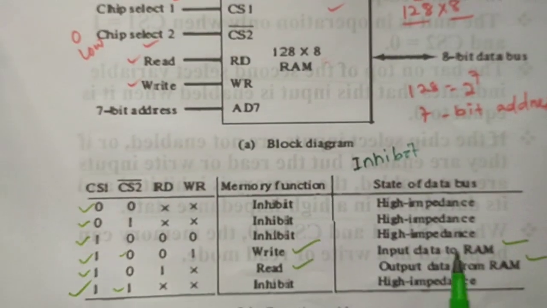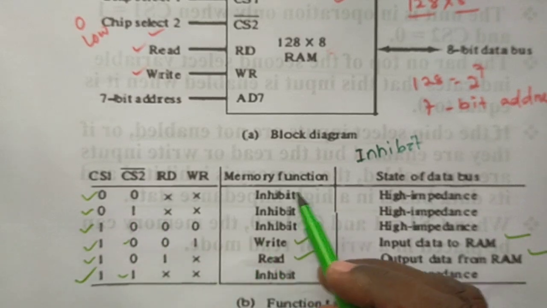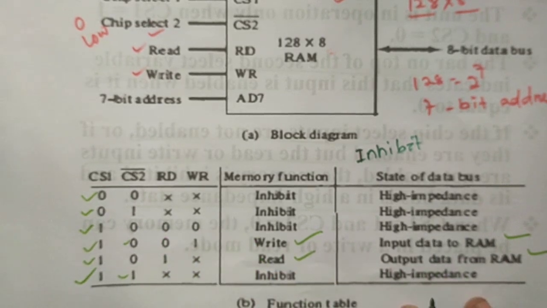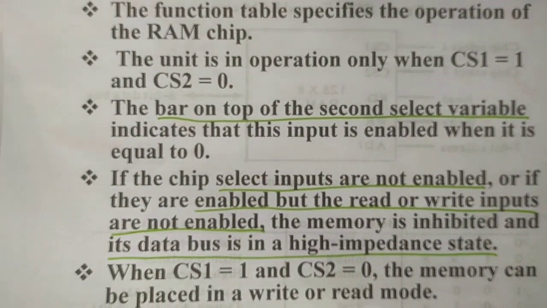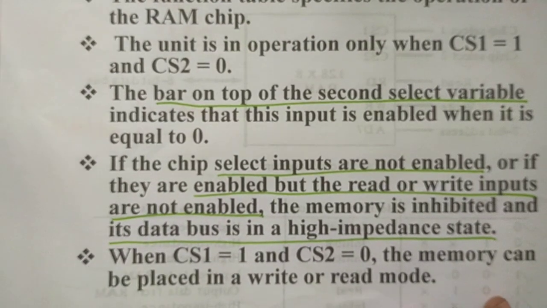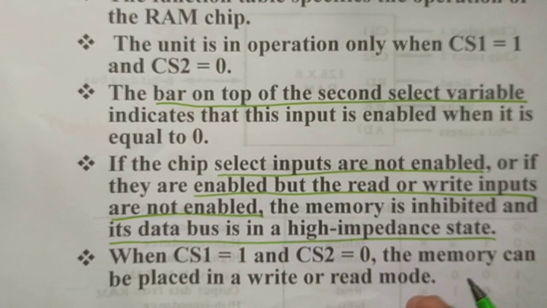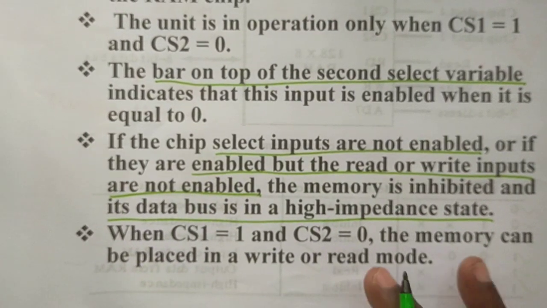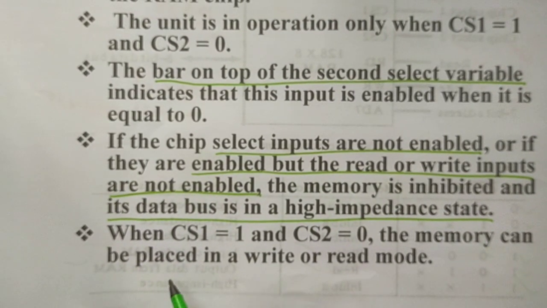In this situation, you see the high impedance. Both are not enabled. So then what happens? These are enabled, so it is operated, but others are not operated. You see, it is mentioned in a very simple way. So in which case will read write operation be enabled or not enabled? Like this, we have to see that when CS1 is 1 and CS2 is 0, the memory can be placed in a write or read operation.